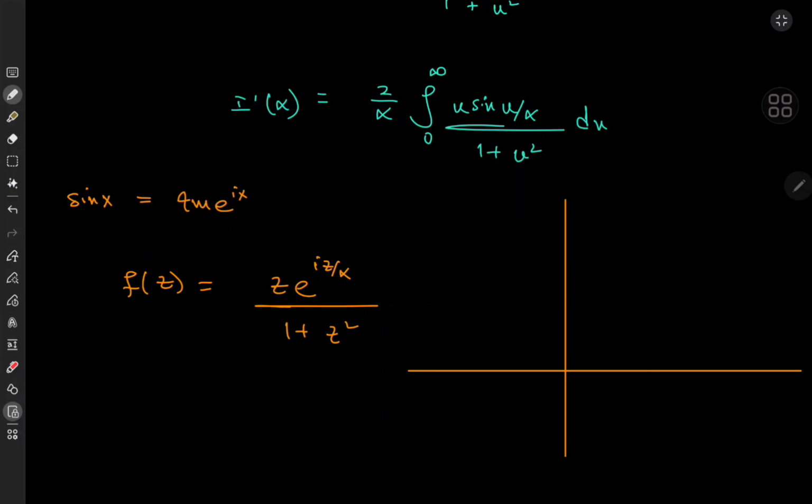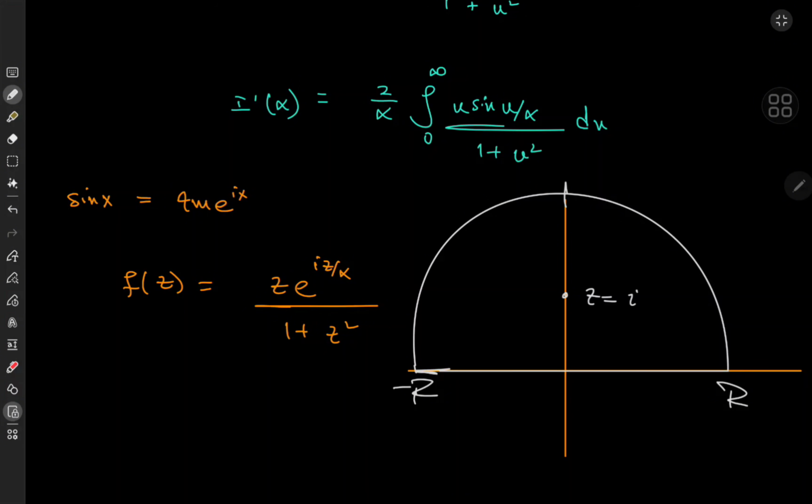Semicircular contour in the upper half of the complex plane. Let me just draw a straight line representing the diameter of the circle, and then we have this semicircular arc. The radius is r, so I have negative r over there and r over there. And of course, I only see one pole of the function in that upper half of the complex plane, and that is at z equal to i.